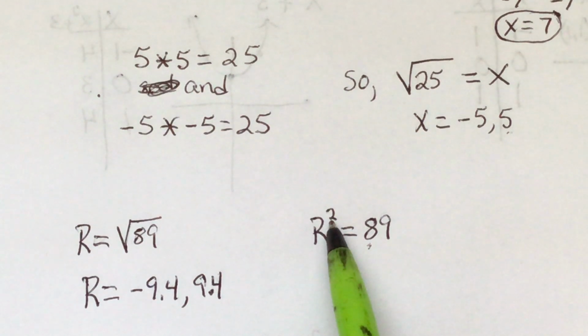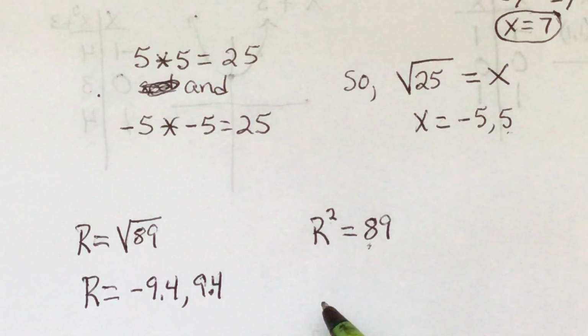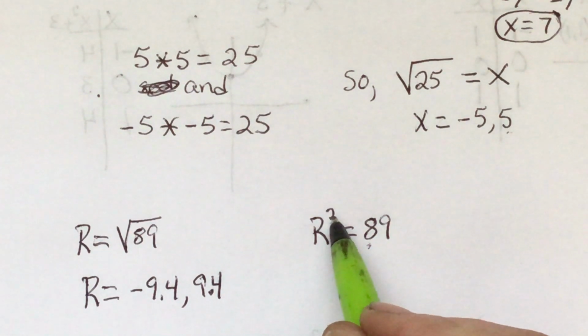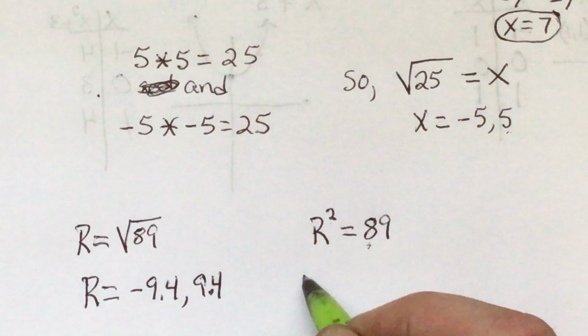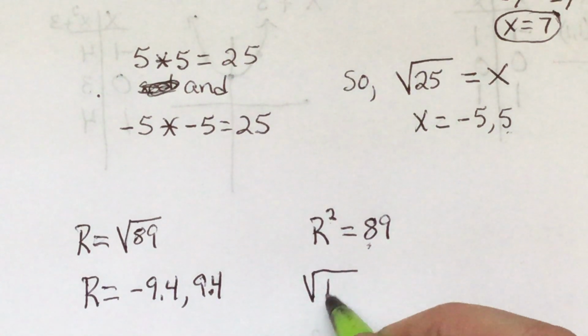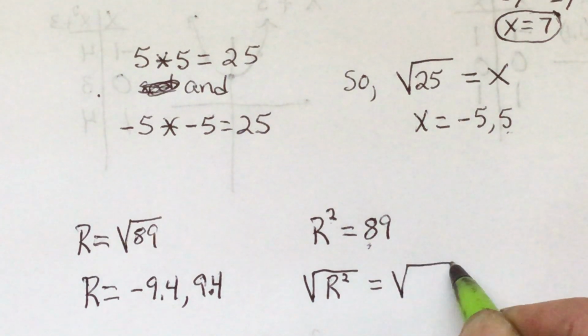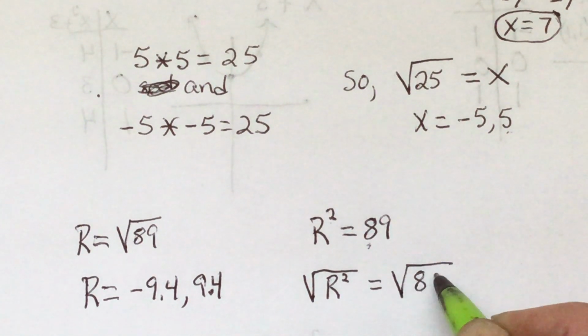Ah, there is an exponent. How do you get rid of exponents? When they are of the power of 2, the opposite of power of 2 is square rooting. So we're going to square root both sides. The opposite of squaring is square rooting.